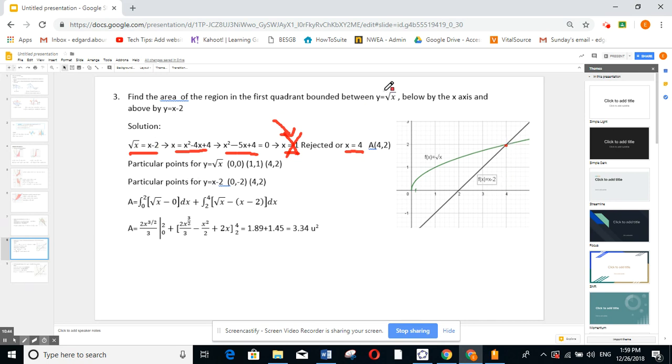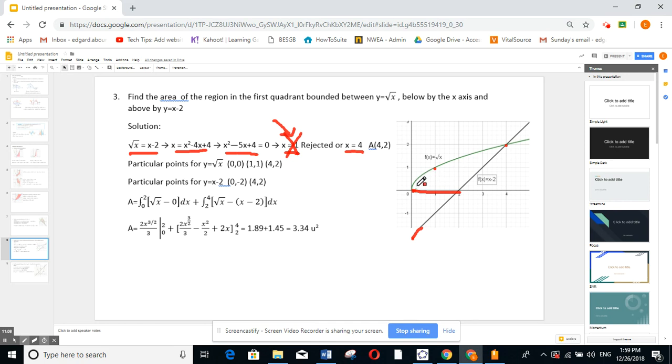Now I want to graph the first one, root x. You can take (0, 0), you can take (1, 1), and the point of intersection. The other one is a line. You can pick, for example, if x is 0, y is minus 2. Here, this is the line, and you have that point. So I want the area enclosed between this green one, the blue one, and the x-axis. So I want this region up.